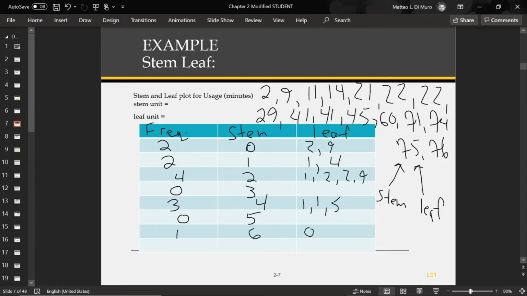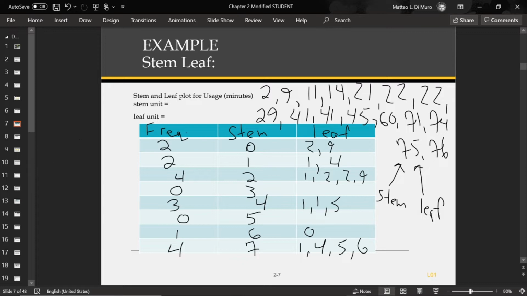And then I do have some that have a 7 here. So I got 71. So put a 1 in the leaf column. I got 74, 75, and 76. So now that has 4. All right. So now that you have this pretty little data table, you're going to be able to make something that's called a histogram. So as far as this example goes, this is it.